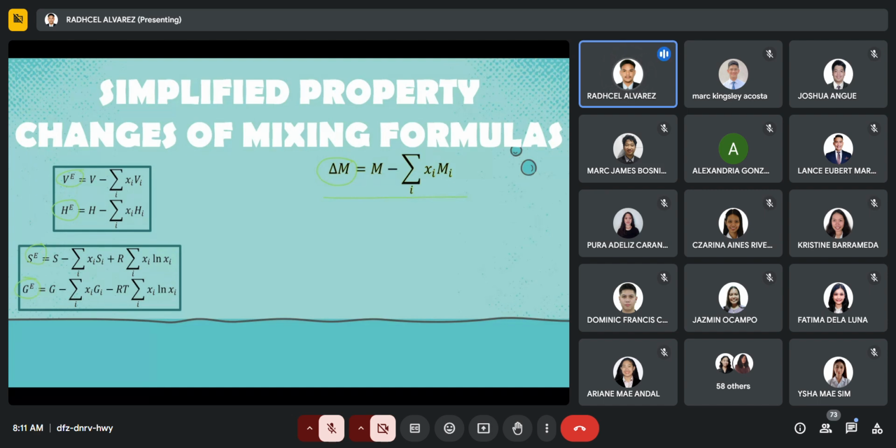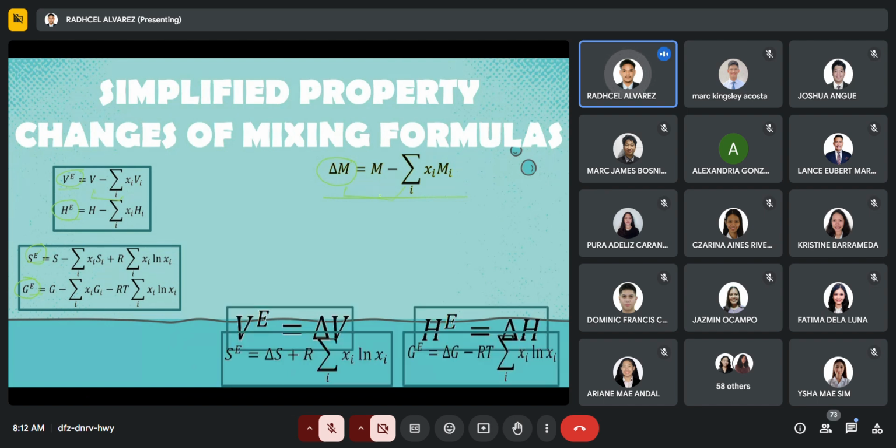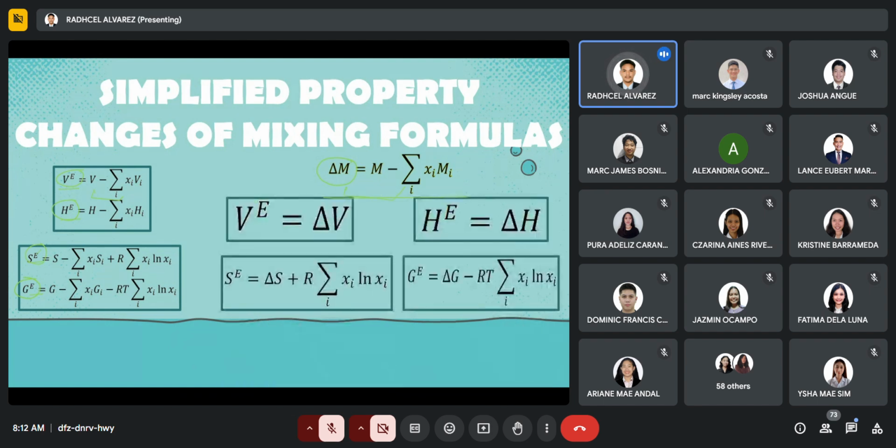So as you can see, excess volume, entropy, and Gibbs free energy, the pattern of the formula is just like this. So we can say that the excess volume is just equal to the property change due to mixing of volume, the change of mixing in volume. Same with our enthalpy. So it is also equal to delta H.